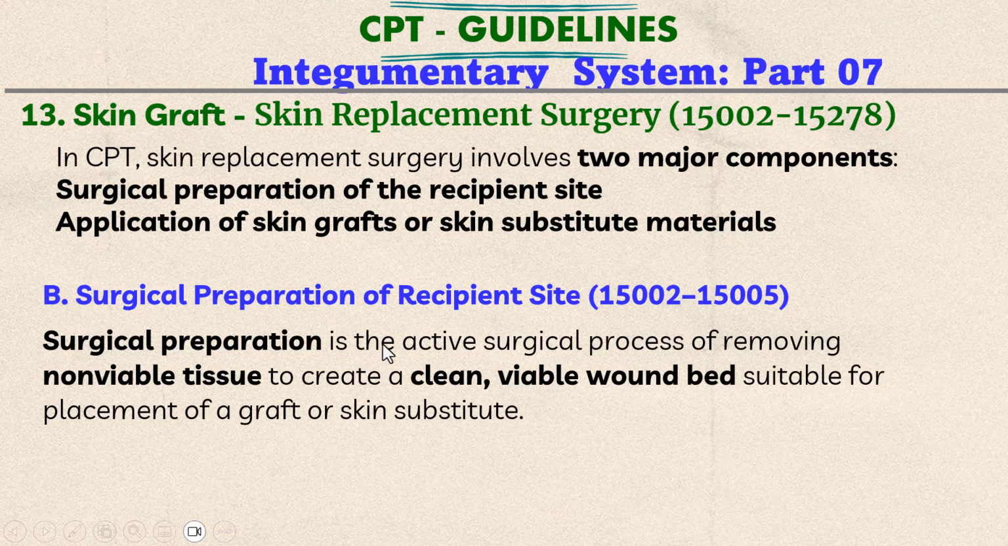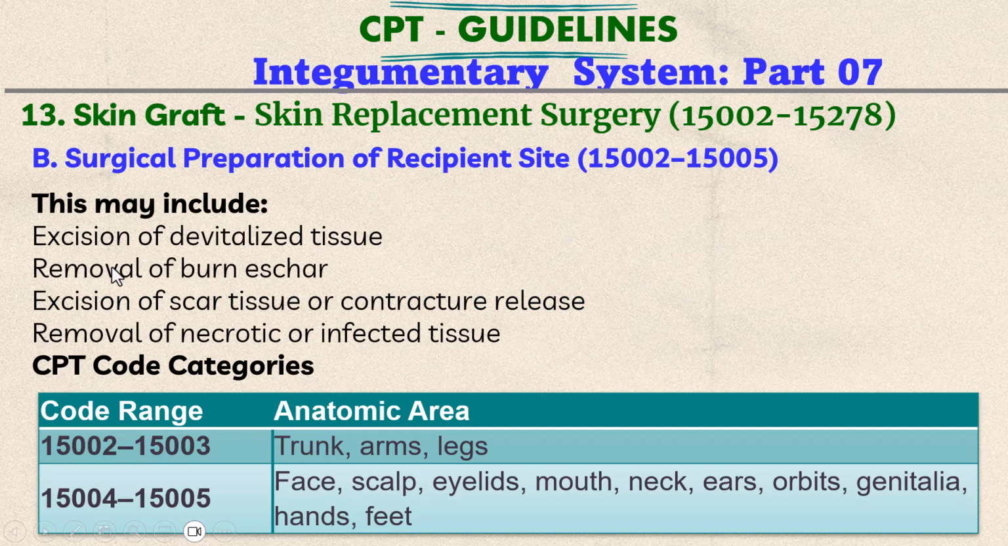So the surgical preparation is the active surgical process of removing non-viable tissue to create a clean, viable wound bed suitable for placement of a graft or skin substitute. So this may include excision of devitalized tissue, removal of burn eschar, excision of scar tissue or contracture release, removal of necrotic or infected tissue.